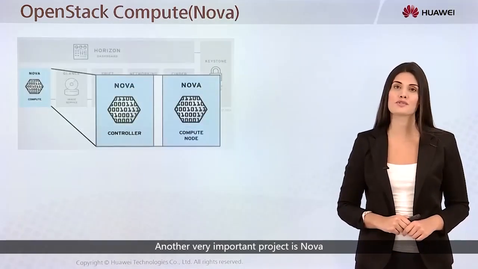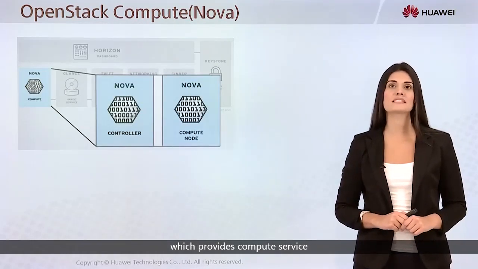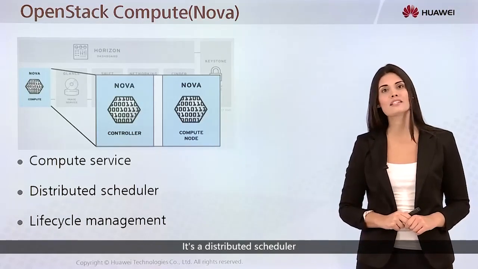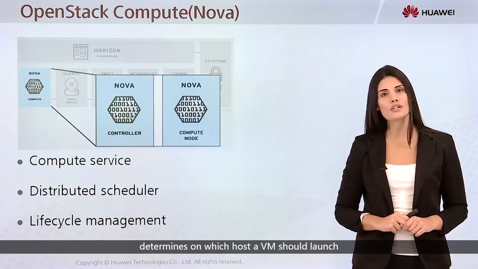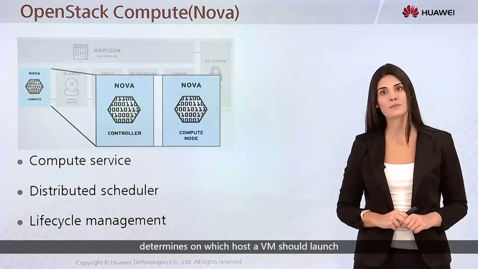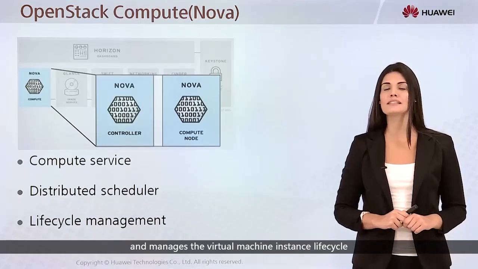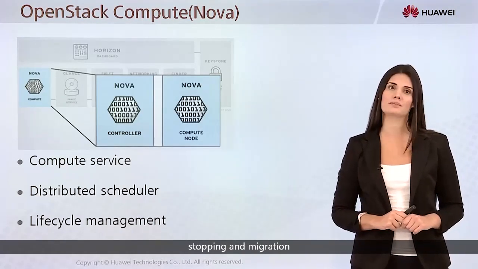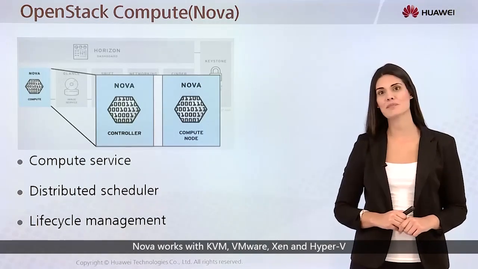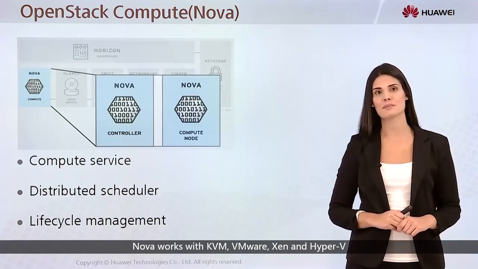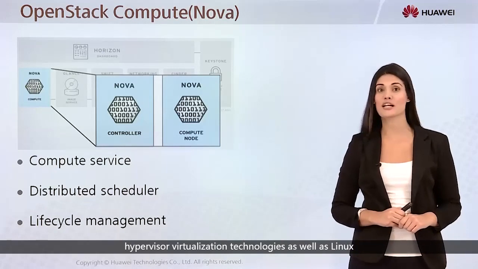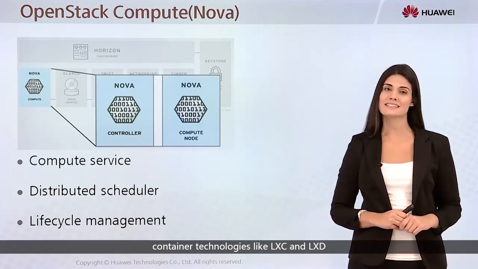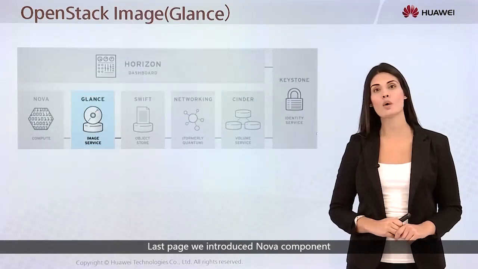Another very important project is Nova, which provides compute service and is used for hosting and managing cloud computing systems. It's a distributed scheduler that determines on which host a VM should launch and manages the virtual machine instance lifecycle, for example, instance creation, stopping, and migration. Nova works with KVM, VMware, Xen, and Hyper-V hypervisor virtualization technology, as well as Linux container technology like LXC and LXD.